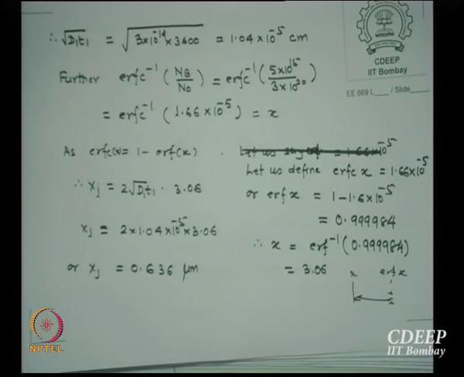So if I have a substrate of 5 × 10¹⁵ per cc of boron-doped p type, and I introduce phosphorus impurities at 1000 degree centigrade for 60 minutes, the impurities will go as deep as 0.6 microns, or 0.63 microns or 0.64 microns, whichever number you feel is correct.